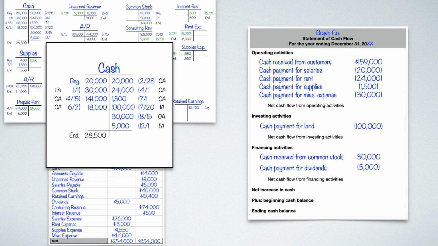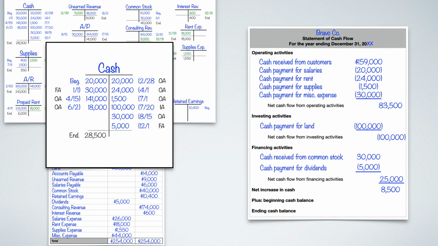So now that I have all of my transactions from the T table on my statement of cash flow, I can add up all the activities. The net cash flow from operating activities is going to give me 83,500. From investing activities, it's going to give me negative 100,000. And from financing activities, it is going to give me 25,000. Now, if I add up those three net cash flows, that's going to give me an increase in cash of 8,500. That is what my cash did this year alone. It went up by 8,500.